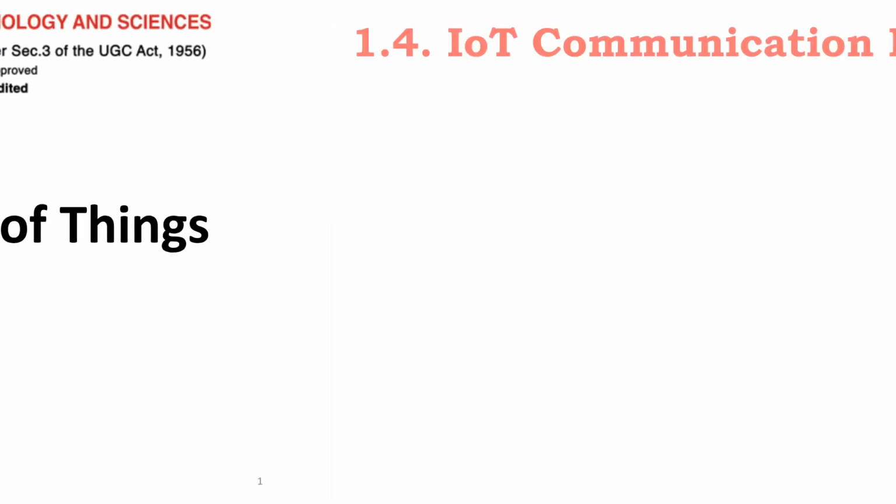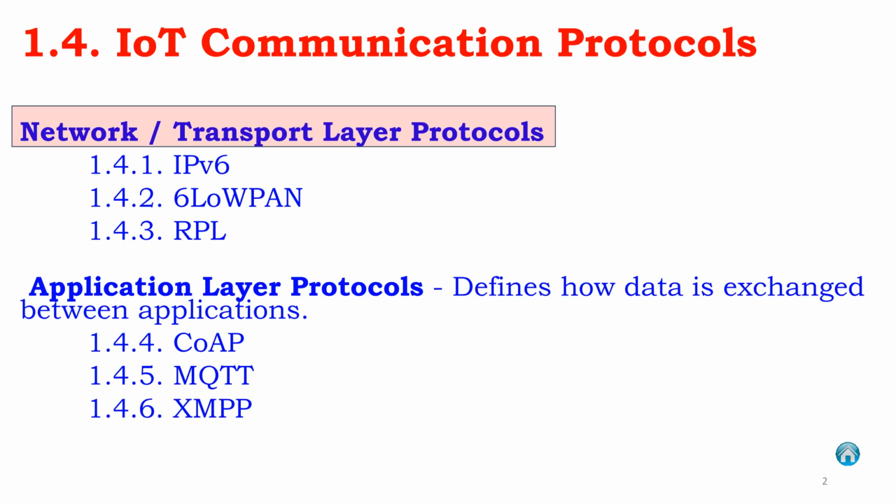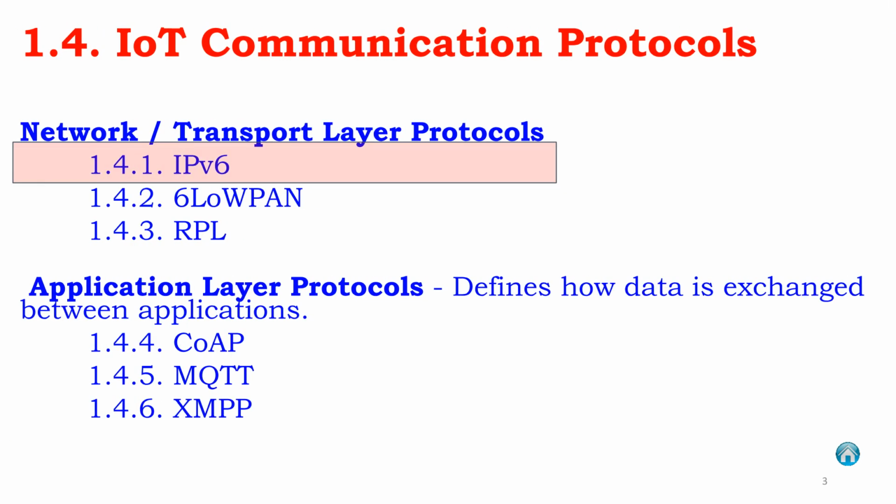25CS210 Internet of Things. We will be discussing IoT communication protocols, starting with the network/transport layer protocols like IPv6, 6LoWPAN, and RPL. We will also cover application layer protocols such as CoAP, MQTT, and XMPP, which define how data is exchanged between applications. Let's begin by focusing on IPv6, one of the key network/transport layer protocols.